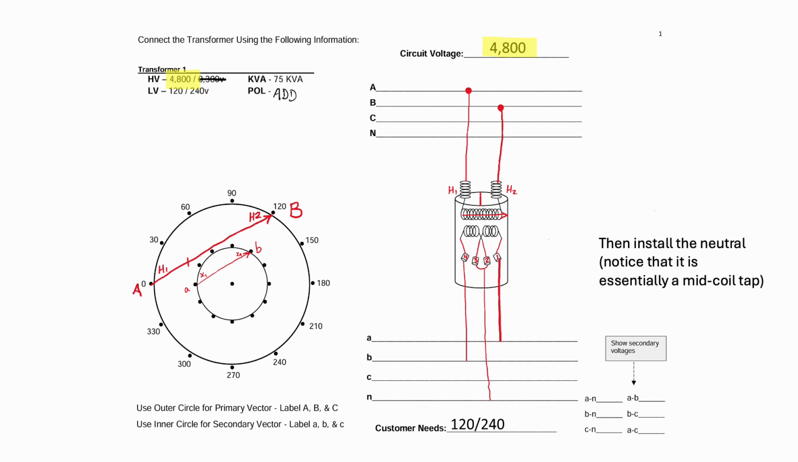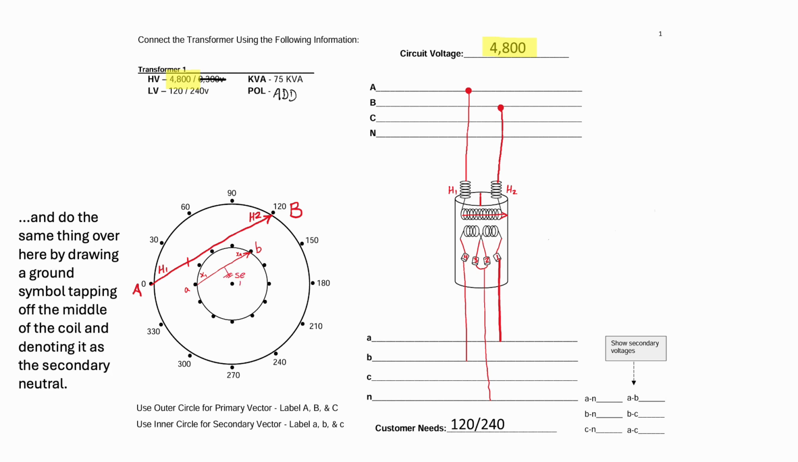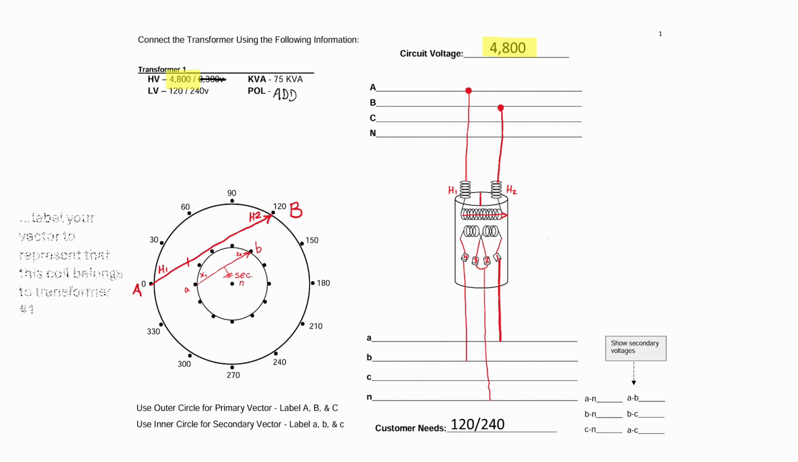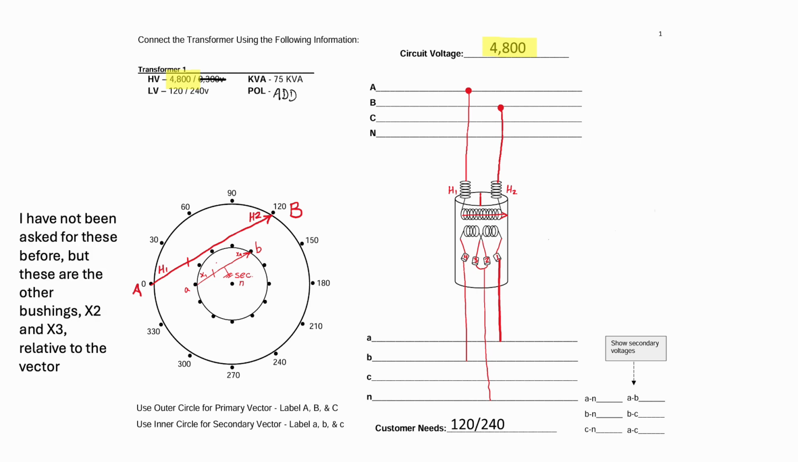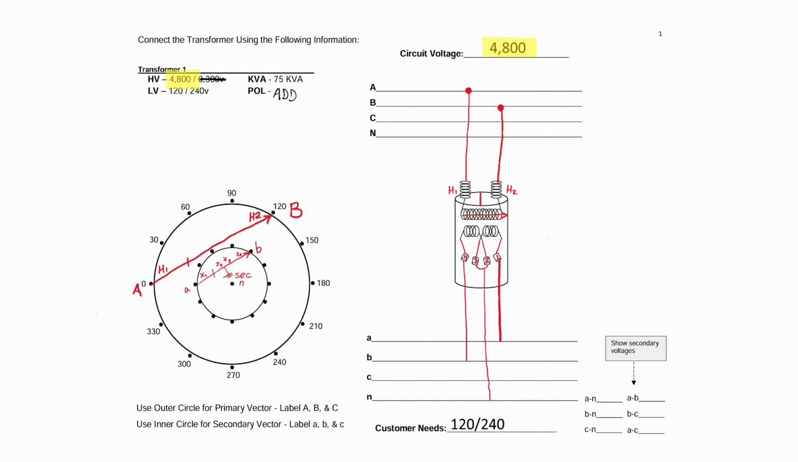Then we'll install the neutral, and if you notice, it's essentially a mid-coil tap. We'll do the same thing over here by drawing a ground symbol tapping off of the middle of the coil and denoting it as the secondary neutral. Then label your vector to represent that this coil belongs to transformer number 1. And I haven't been asked for these before, but these are the other bushings, X2 and X3, relative to the vector.